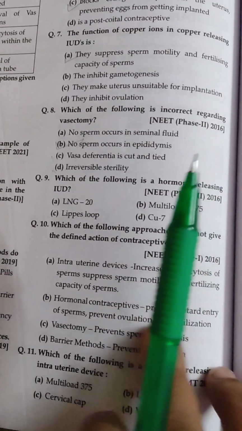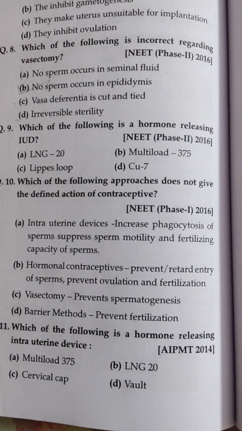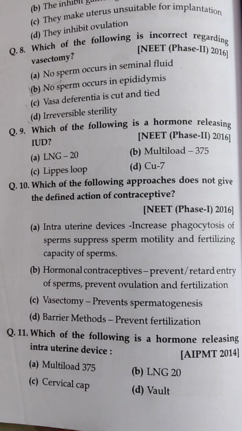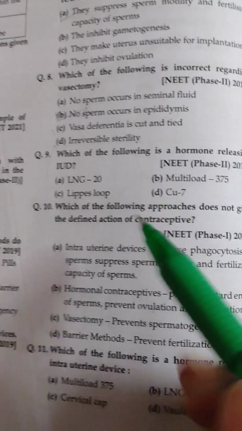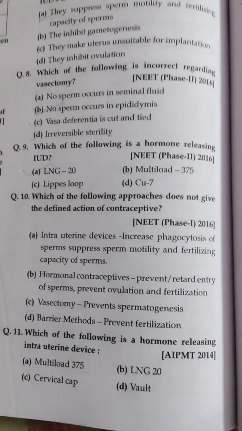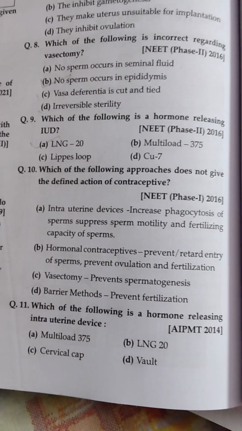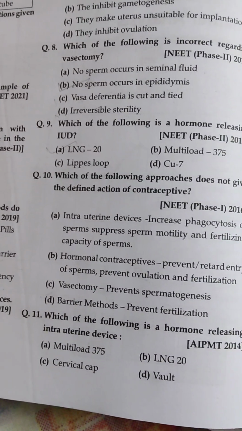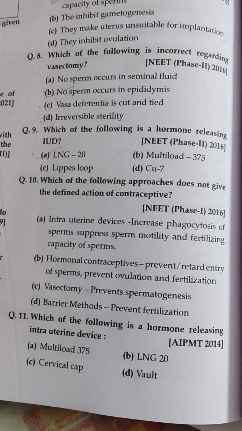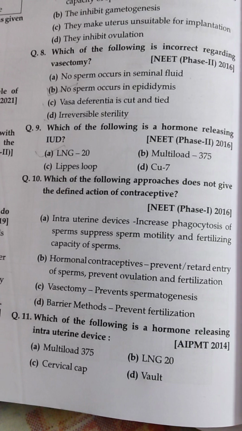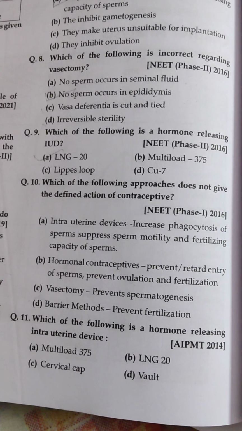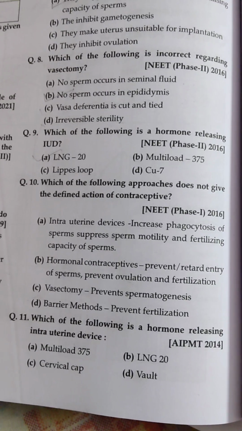Next, we move on to question number 9. Which of the following is a hormone releasing IUD? Again, the same question. So we all know it's the LNG 20. Next, we are moving on to question number 10. Which of the following approaches does not give the defined action of contraceptive?